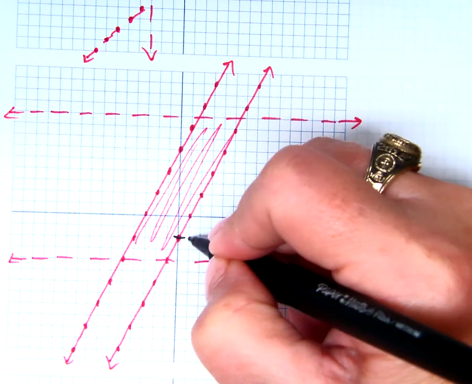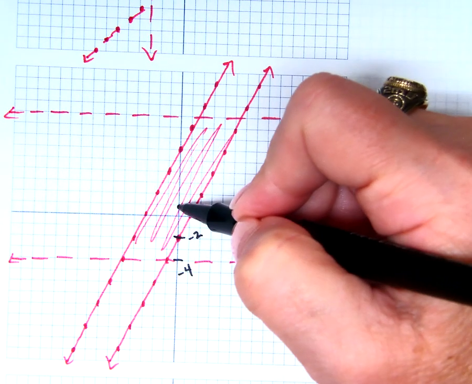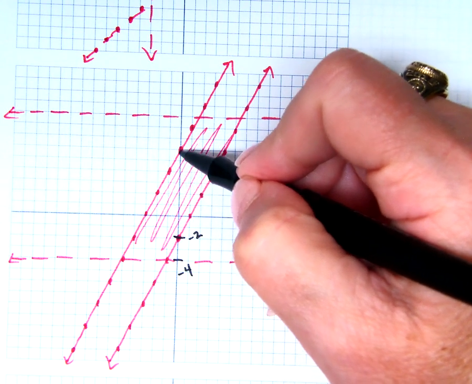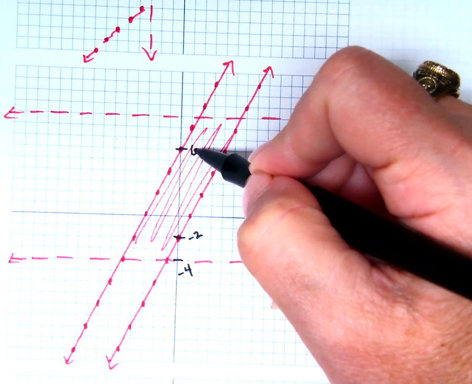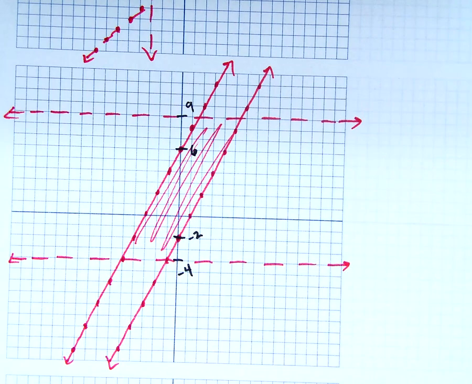That's -2. That's -4. No calculator. 6. That's 9. Okay, does that help?